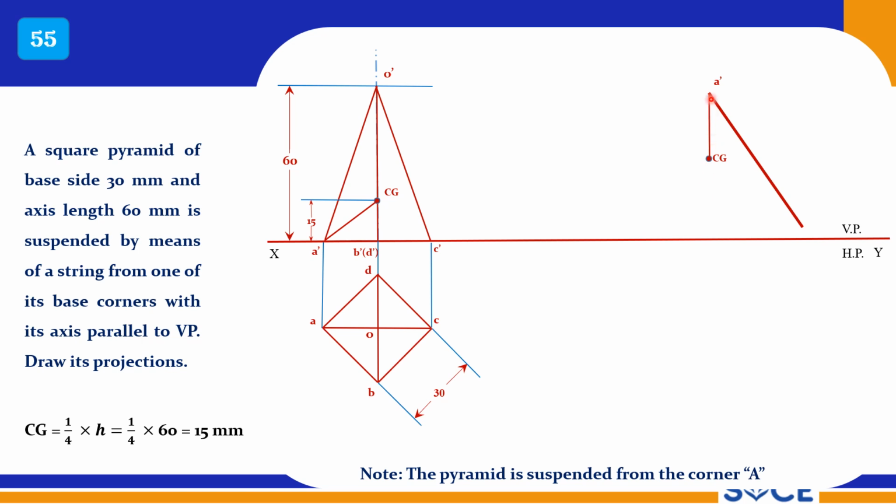And now with reference to this, from CG you measure this distance and cut an arc. From CG you cut one arc, and from A measure this distance and cut another arc. You will get the point O dash. So this is O dash, and from O dash to CG it will be a line.